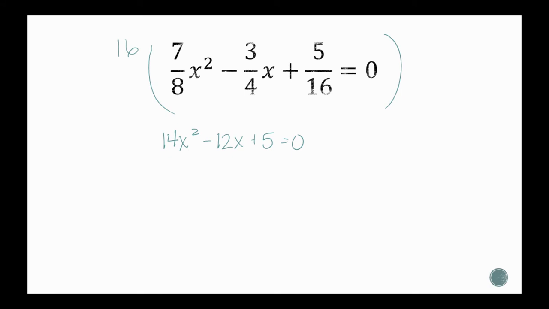So when I multiply by 16, 16 divided by 8 is 2. 2 times 7 is 14. 16 divided by 4 is 4. Times 3 is 12. And the 16 divided by 16 is 1. Times 5 is 5. Everybody with me on that?